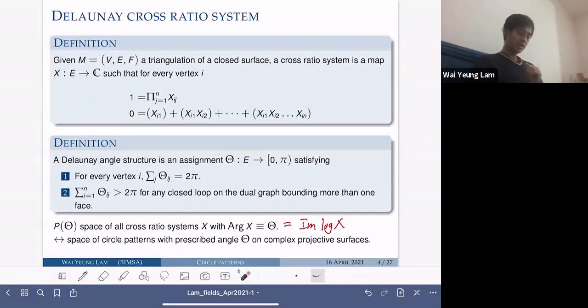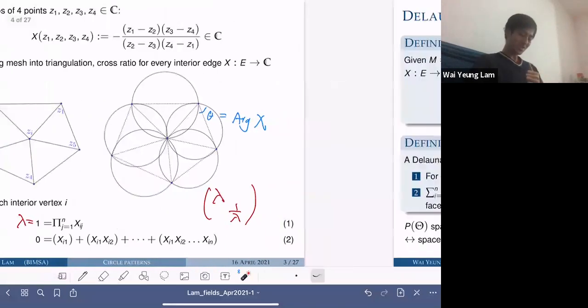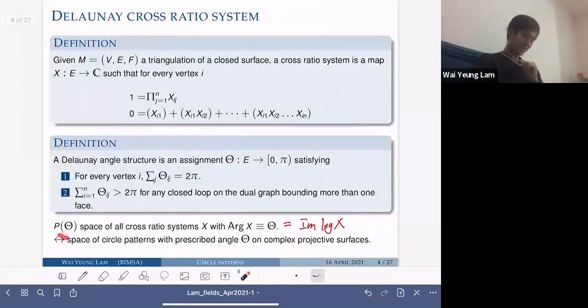Why do we consider the argument of x? Because if you look at this edge, you have two circles and the cross ratio over this edge. And the intersection angle, this is theta, is exactly given by the argument of x. So the cross ratio is very convenient. So this P theta is the space of cross ratios x such that the imaginary part of the log of x is equal to theta.